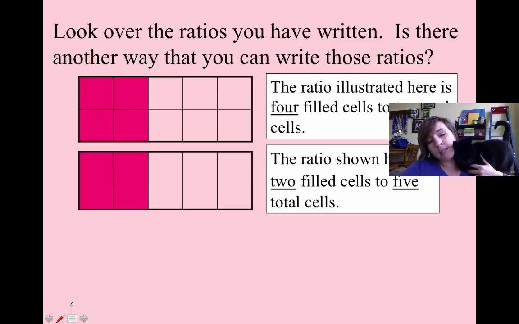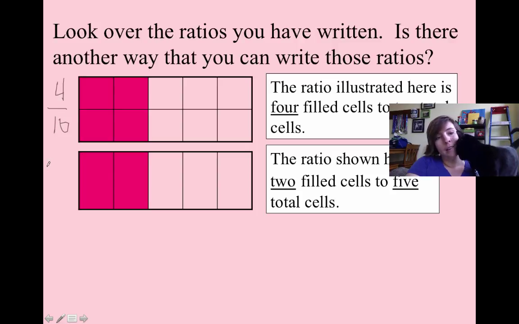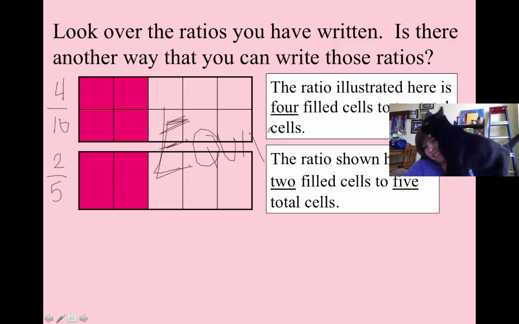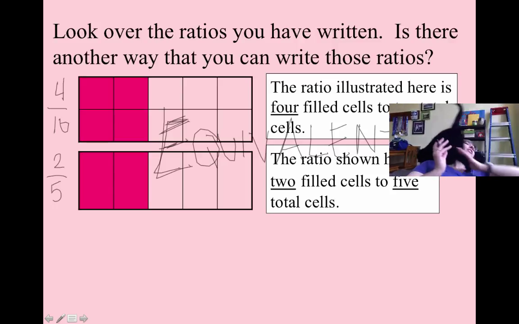But if you look at this, something should be jumping out at you. You should say, even though the ratios look different, this one is 4 to 10, and this one is 2 to 5, even though these numbers look different, the actual pictures look like the same amount is filled. This means that they are equivalent. Ooh, that's an E. So these ratios are equivalent to each other. There we go.